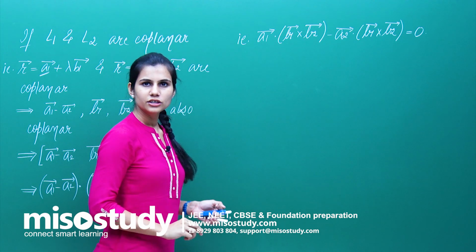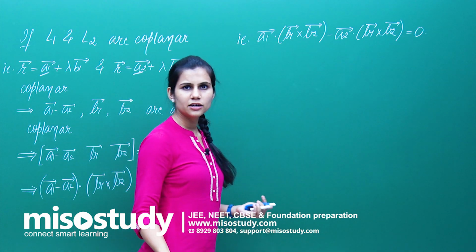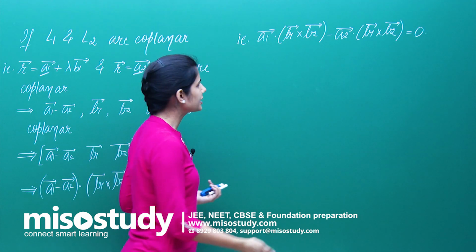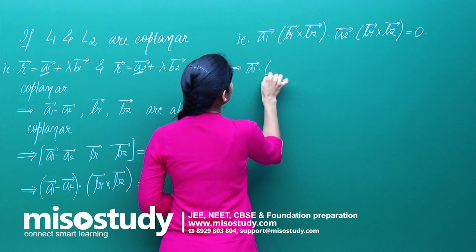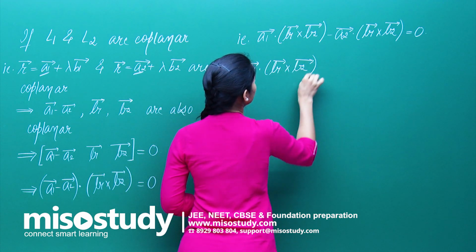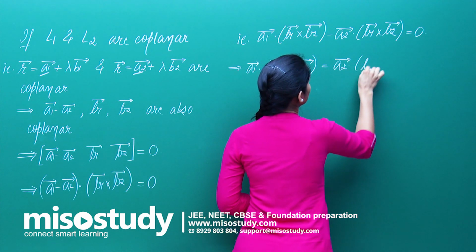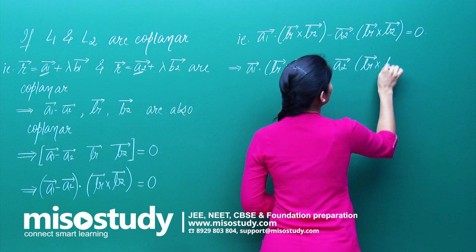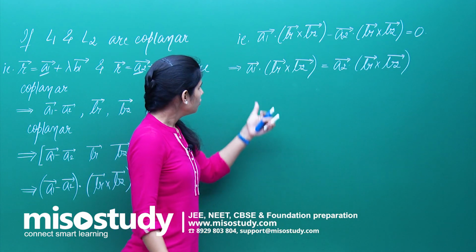This is what you get. Obviously, you can send this particular scalar to the other side. It's a scalar. We are taking the dot product of two vectors, so we get a scalar. This implies A1 vector dot product with B1 vector cross B2 vector is equal to A2 vector dot product with B1 cross B2. What is this?